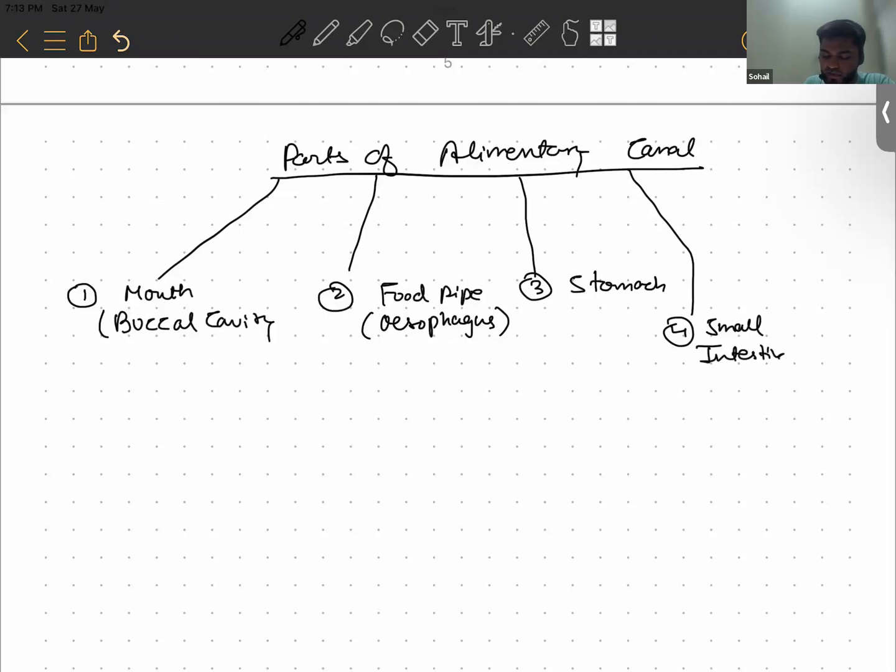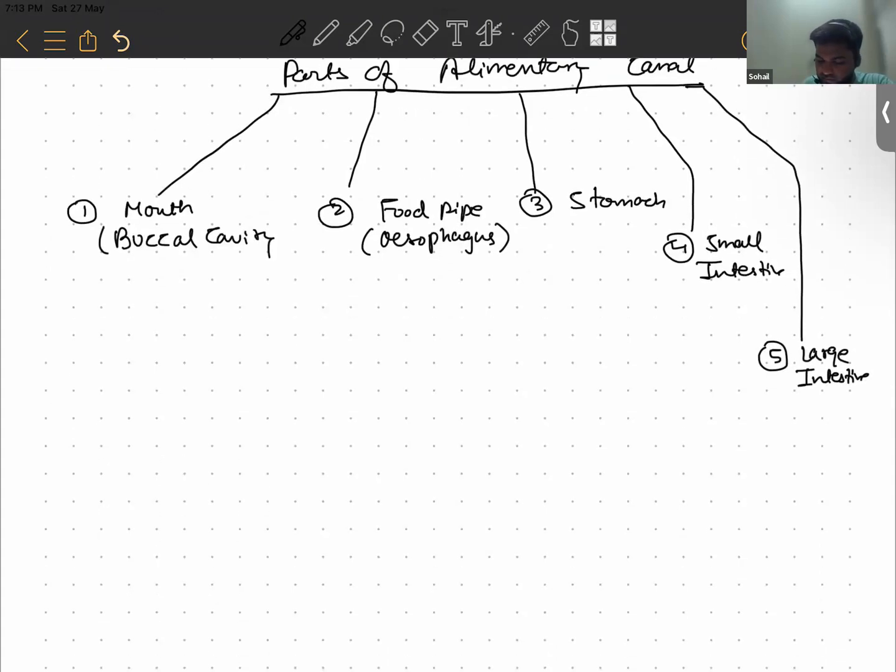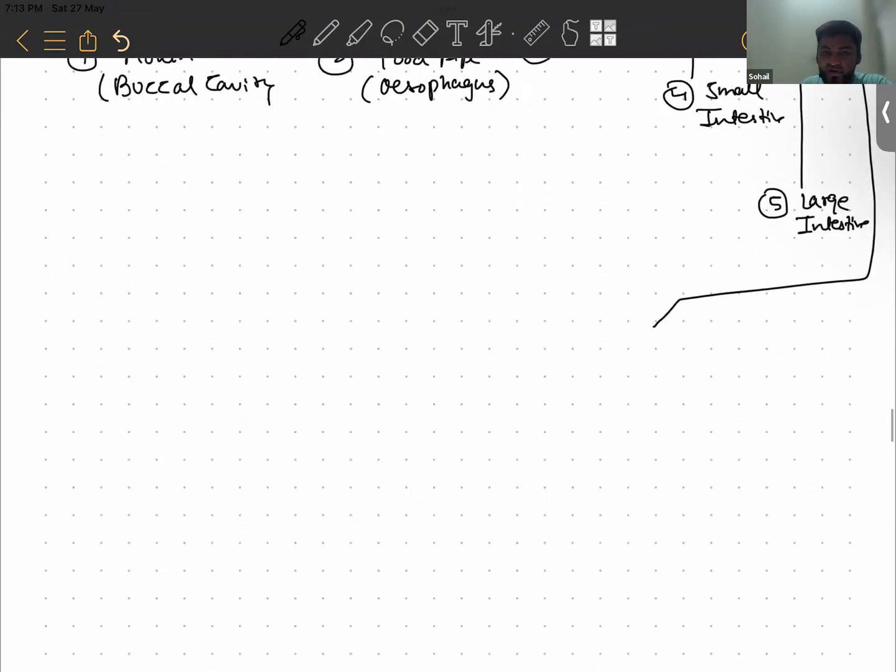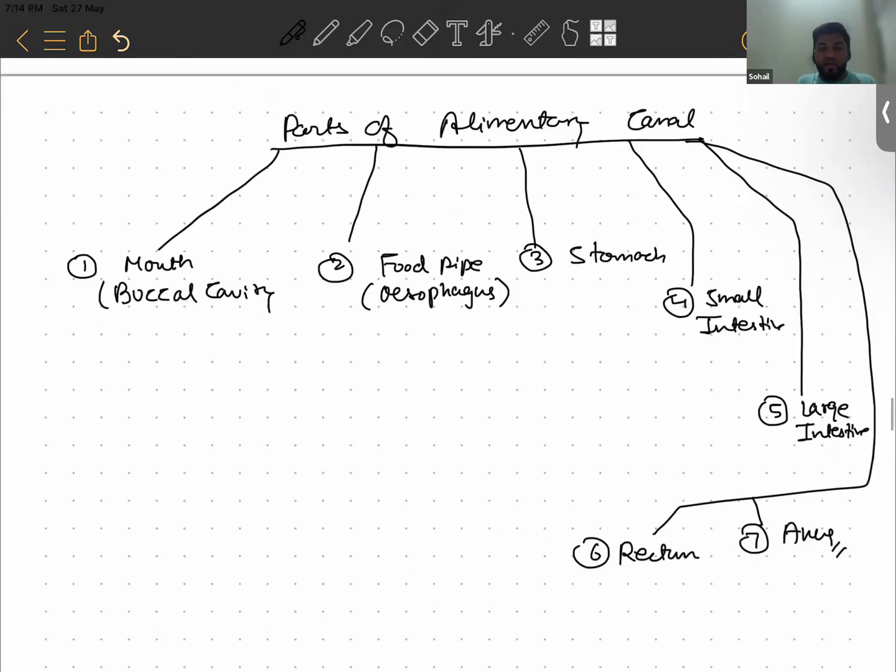Okay. And then you have the large intestine. Not enough space here, so we will write here. And after the large intestine comes the rectum and anus. So you see, the alimentary canal is basically made up of 7 parts, which we have seen here.